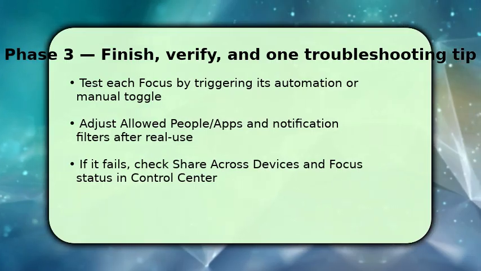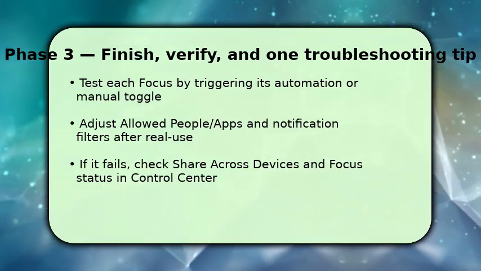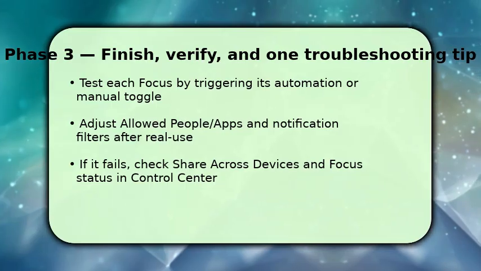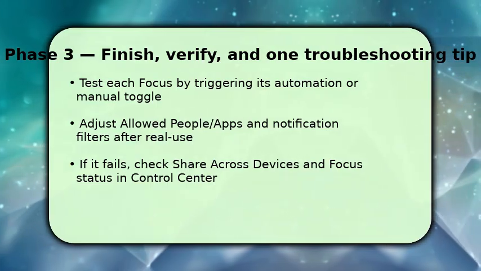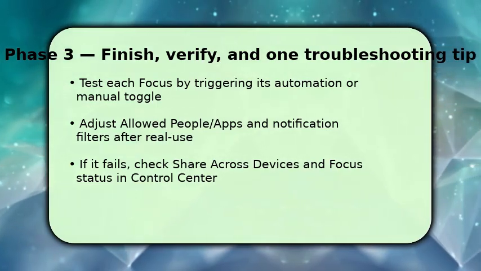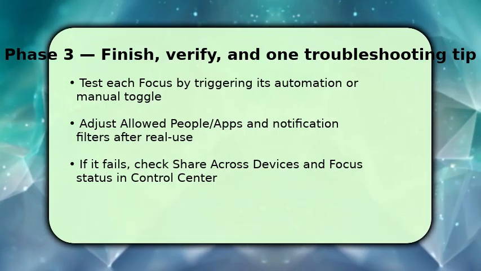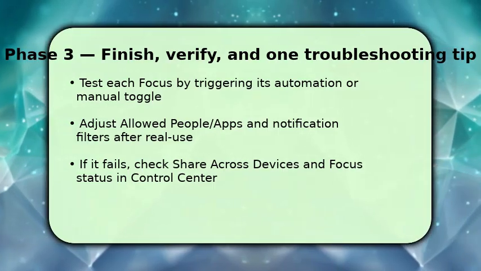categories. If a focus doesn't activate properly, check share across devices and verify focus status in Control Center. Toggling share across devices off and on can resolve sync glitches. Finally, retest to confirm the fixes work.